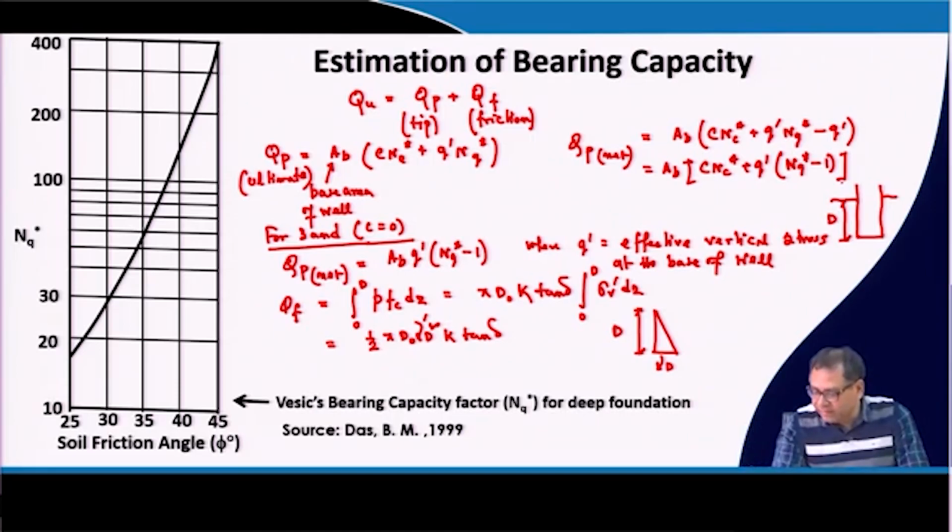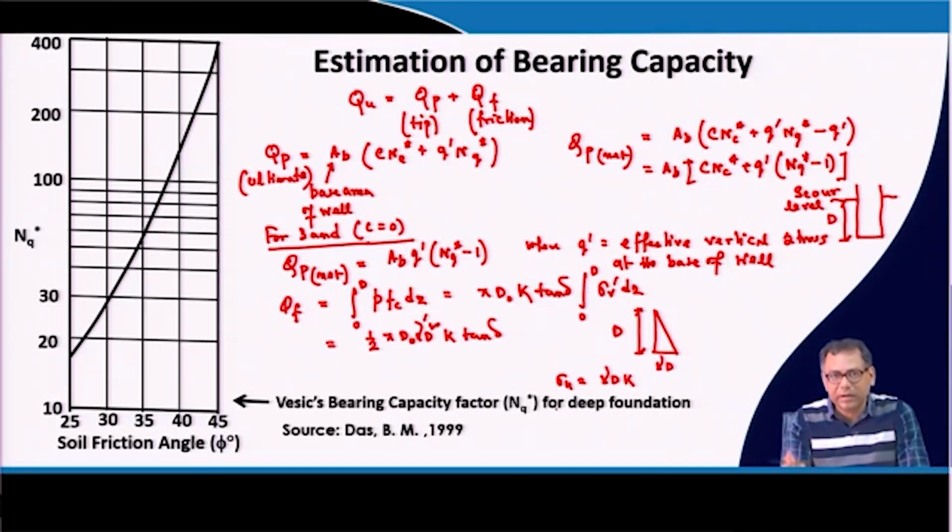So, along that there will be a friction between the soil and the well. So, this is the scour level. And below that this is D. So, this is gamma D. Then the horizontal stress that will act, sigma h, will be gamma D into K. So, that is the horizontal stress, gamma D into K, and then that we have to multiply with the tan delta, that will give you the frictional resistance along the shaft.